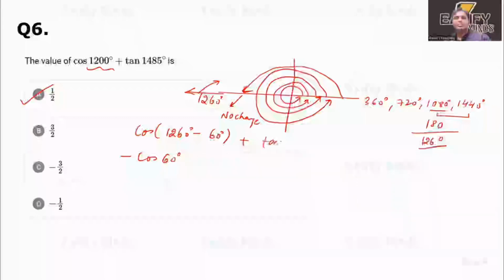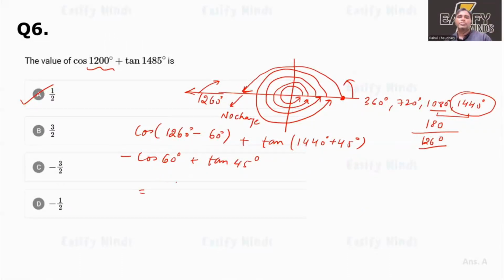Similarly, tan 1485. 1485 is near to 1440, so I will write 1440 plus 45. 1440 is here, the fourth rotation, and plus means first quadrant. Again, the line of no change, so tan will remain tan, and in the first quadrant it is positive. Now it's very simple. Cos 60 is 1 by 2, tan 45 is 1. 1 minus 1 by 2 is 1 by 2. That is option A. Clear? Right? Now let's move to the next one.